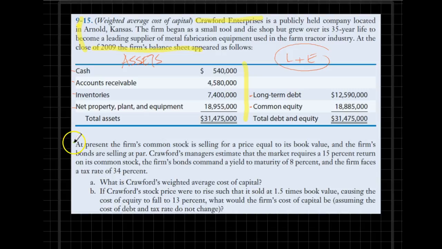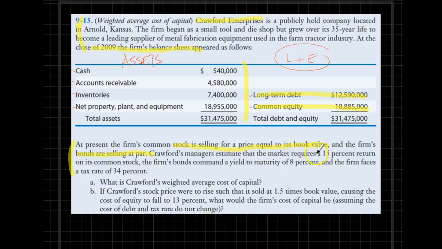Now the books are followed by some other information, including the fact that the stock is currently selling at book value and the bonds are selling at par. This is very important information. What this tells us is that we can go ahead and make the calculations based on the figures provided in the accounting book. So the accounting book reflects a true valuation, the market value of our company.